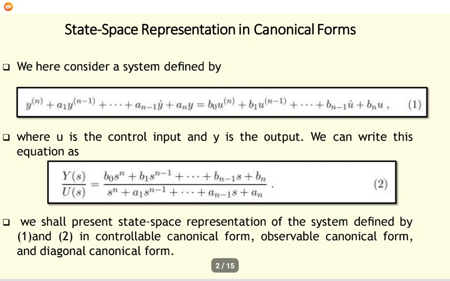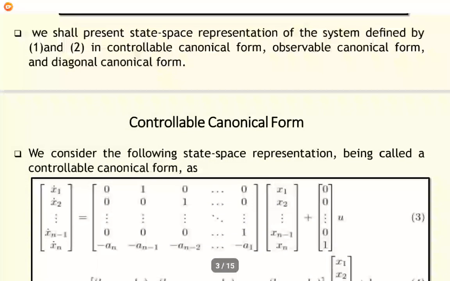We shall represent the state space representation of the system defined by equations 1 and 2 in controllable canonical form, observable canonical form and diagonal canonical form, and one by one we will see how we can generate the controllable canonical form.